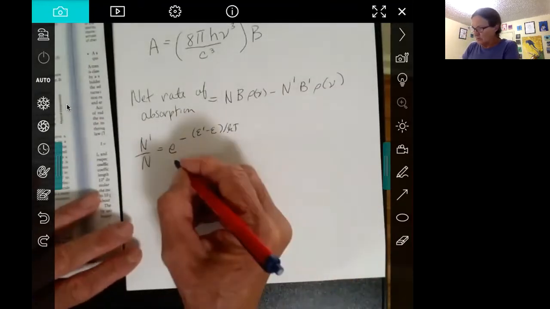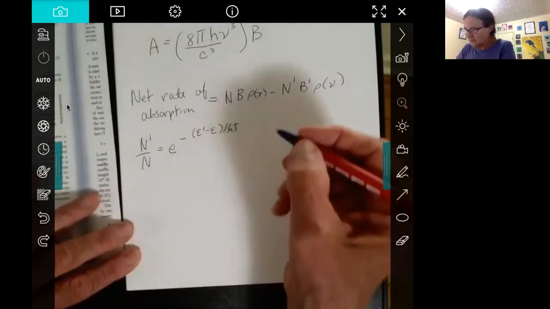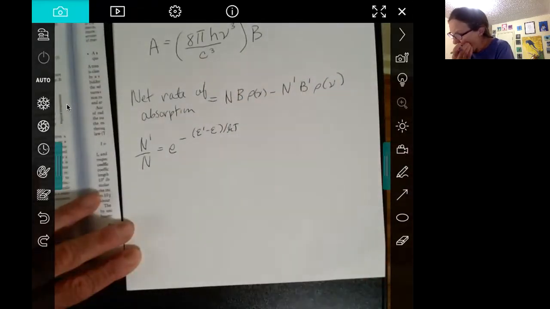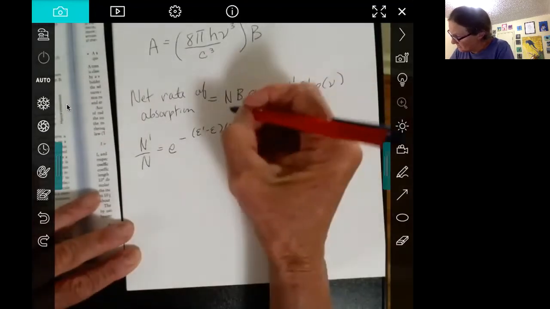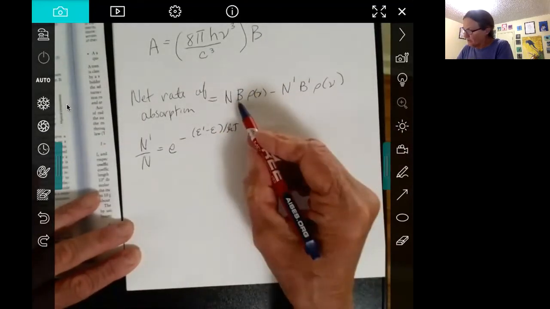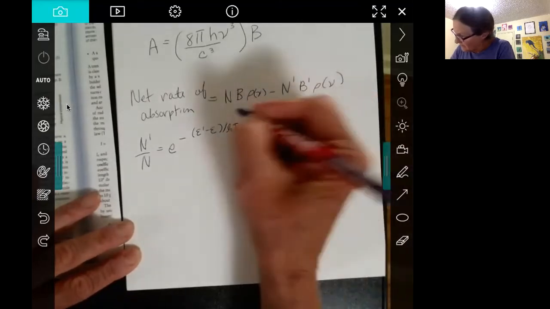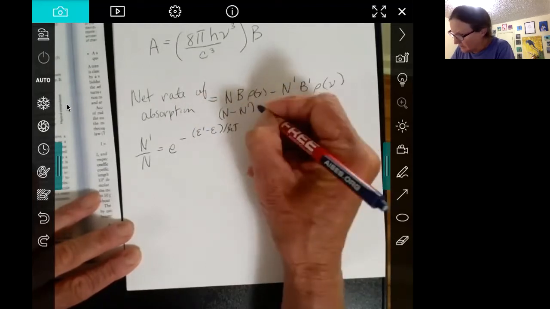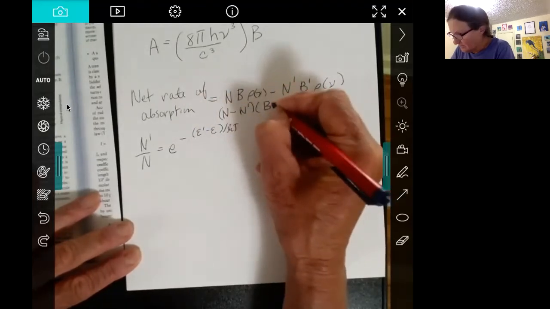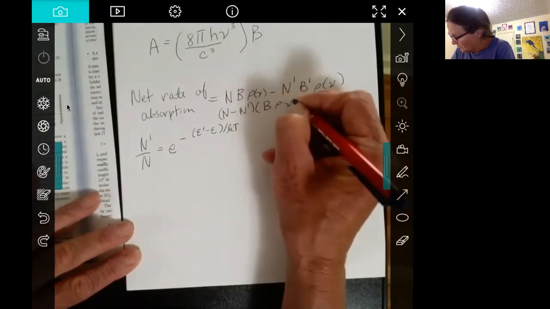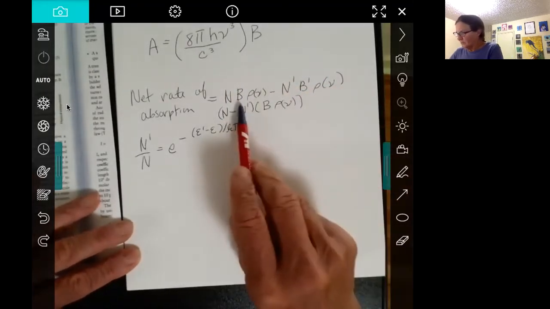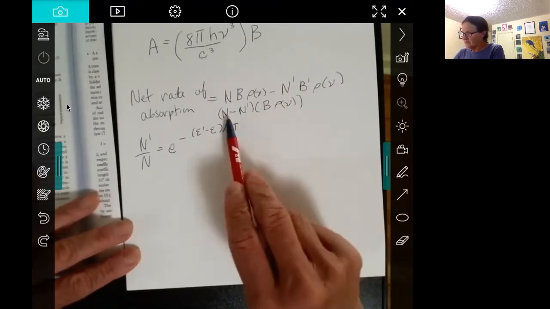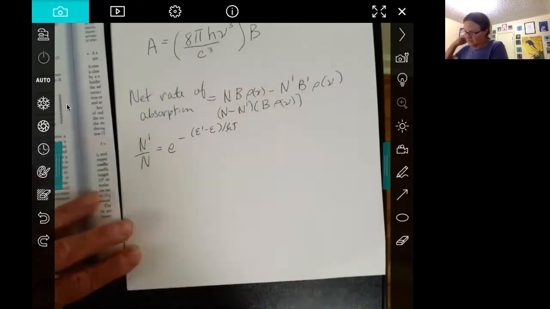So if you rearrange this, I should first do this. So if I take these guys out front, so if B equals B prime, then I can take N minus N prime out front, and that's just multiplied by B times rho. So I'm just grouping the terms. So B equals B prime. So I have B, that term, twice. So you have N minus N prime times that term.